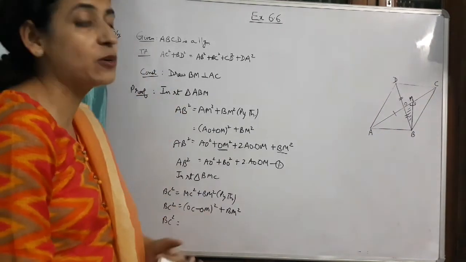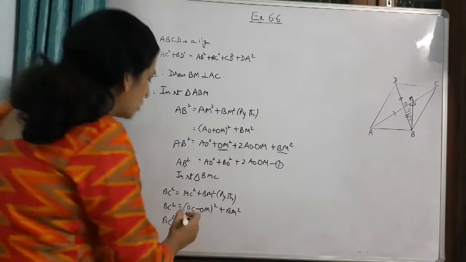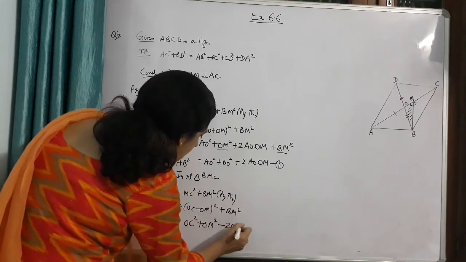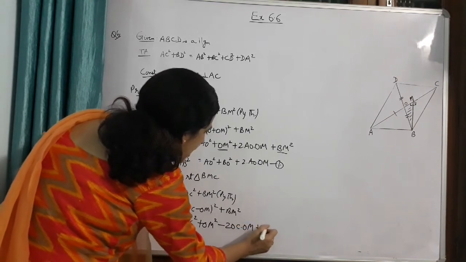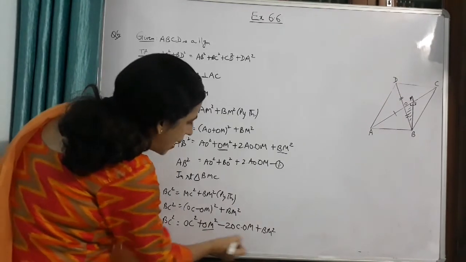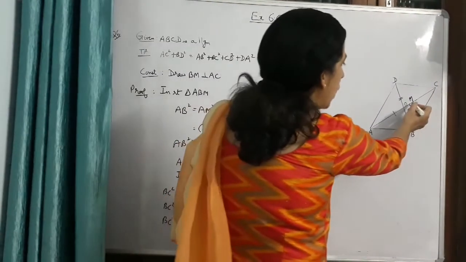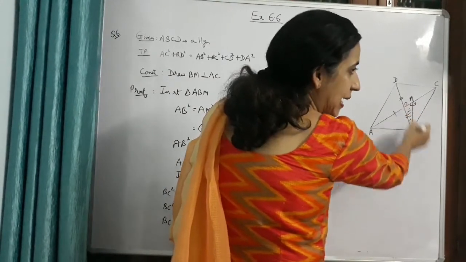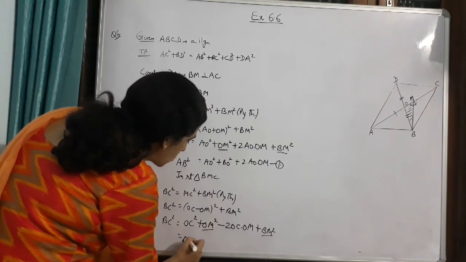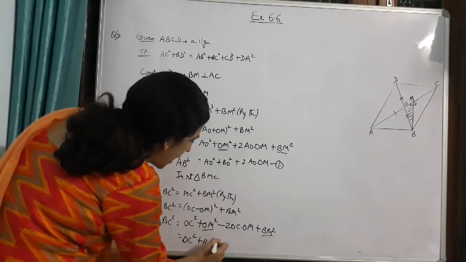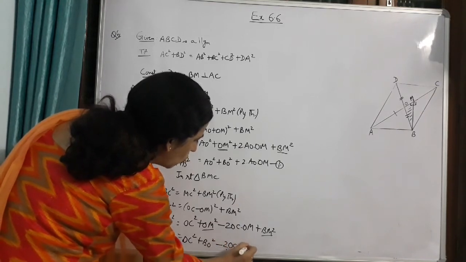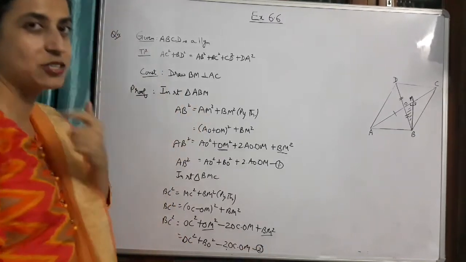We simplify this by using the identity (A minus B) whole square. So it is A square plus B square minus 2AB, plus BM square. This is what we obtain. But OM square plus BM square can be written as BO square. So we write this as OC square plus BO square minus twice of OC into OM. And let this be equation number 2.